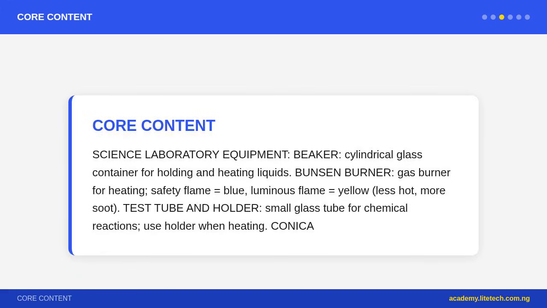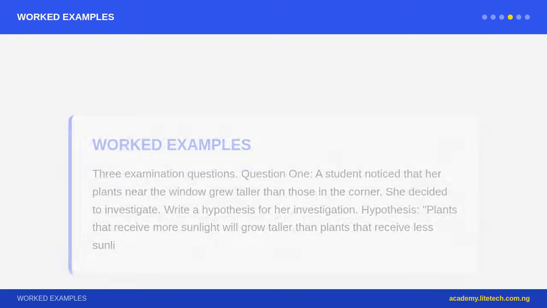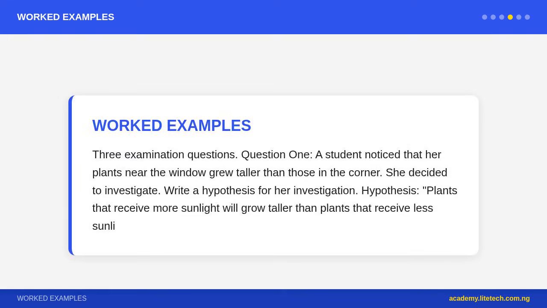Science laboratory safety rules. Never eat, drink, or taste any substance in the lab. Always wear a lab coat and goggles when handling chemicals. Read all labels before using chemicals. Never smell a chemical directly, waft the smell towards your nose with your hand. Report all accidents, spills, cuts, burns, to the teacher immediately. Tie back long hair, remove loose clothing near flames. Never run, push, or play in the laboratory. Know the location of the fire extinguisher and first aid kit.